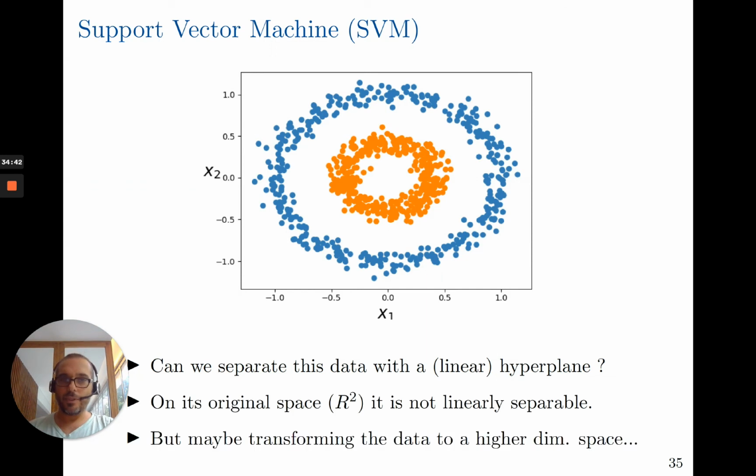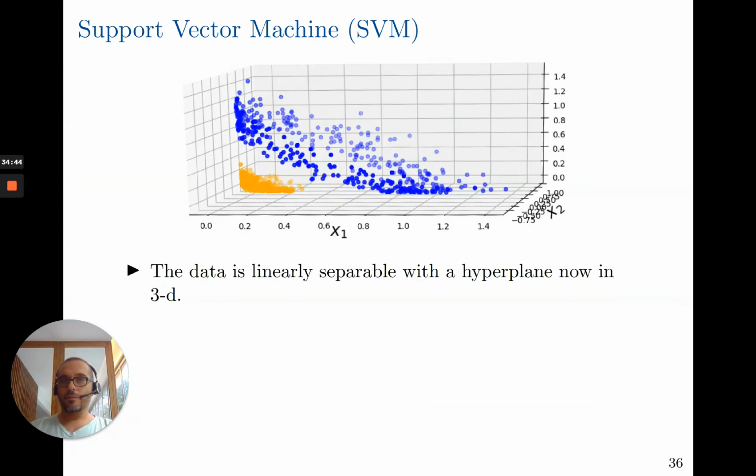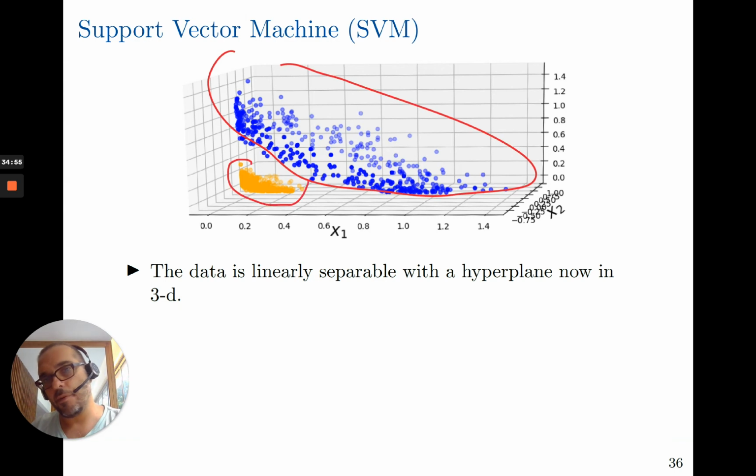So that's exactly what we can do. In this case, I attracted the blue points and I kept the orange points there. So here we can have a hyperplane splitting the two sets of points, and in this case, the points are linearly separable.